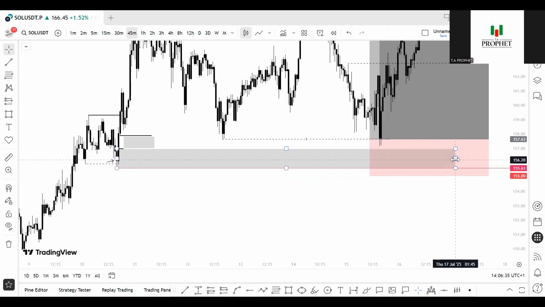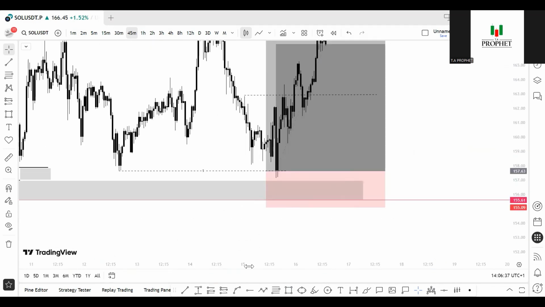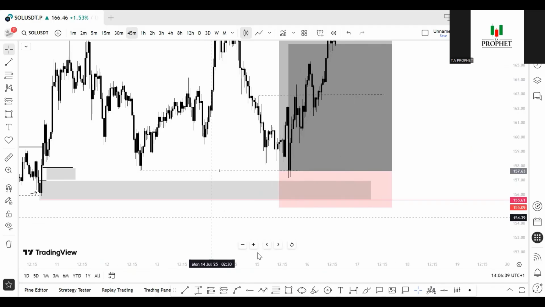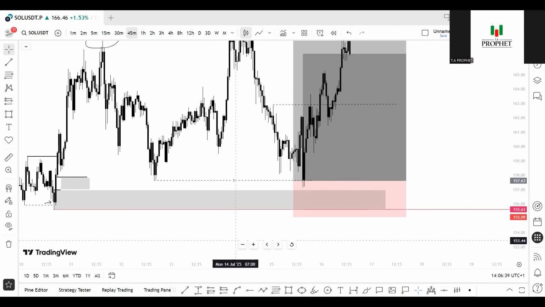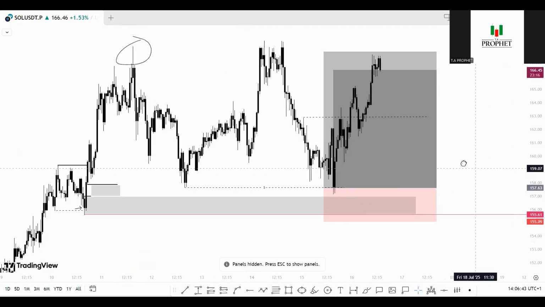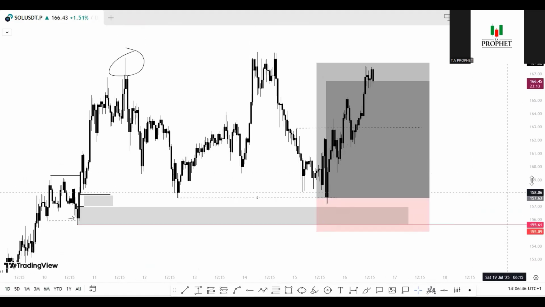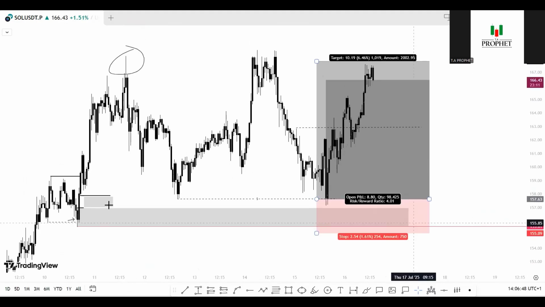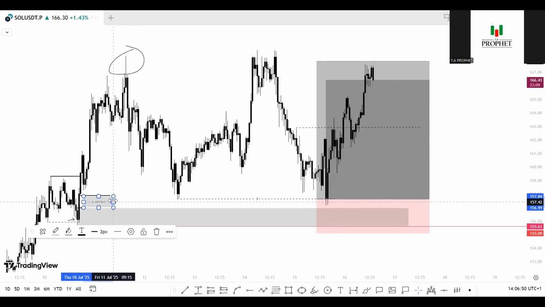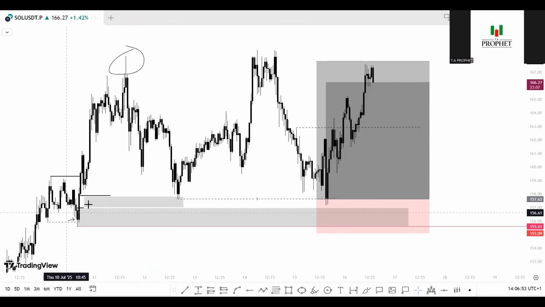Order block. Understand? But the market didn't enter the order block. And for those that understood structure and liquidity, you understand why the market didn't actually enter the order block. In case you don't know, go and watch those videos I dropped. You understand what I mean. The market didn't enter the order block.